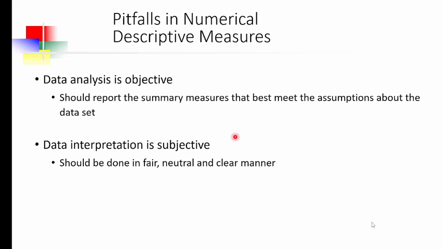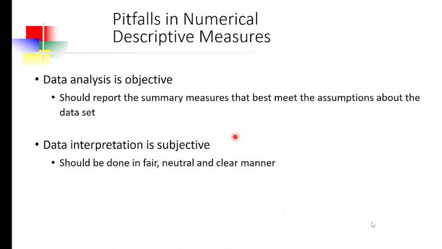Actually, if your data are skewed, then definitely you have to report the median and the interquartile range, right? That is no harm. If your data is symmetrical, then you have to use the mean and standard deviation to report the summary measure. Right? So according to the data pattern, you have to report your summary measures.